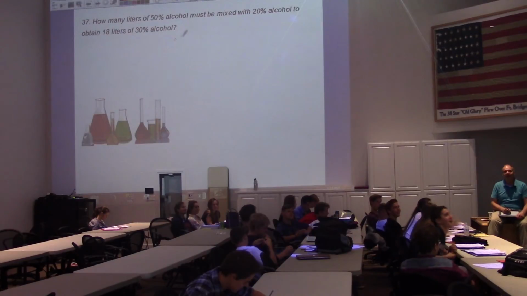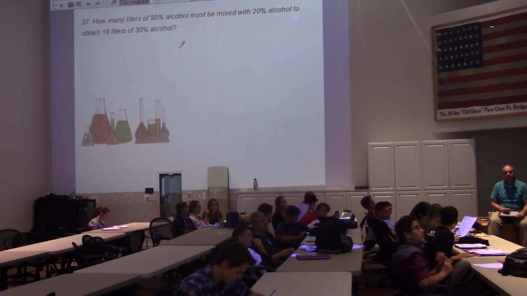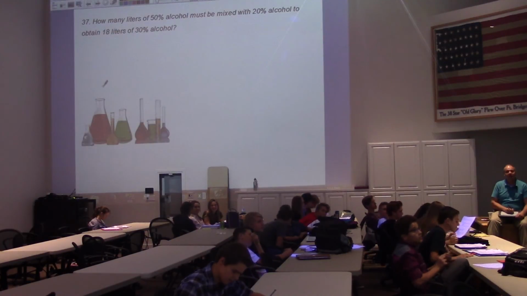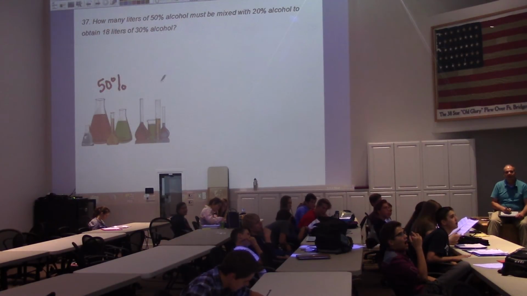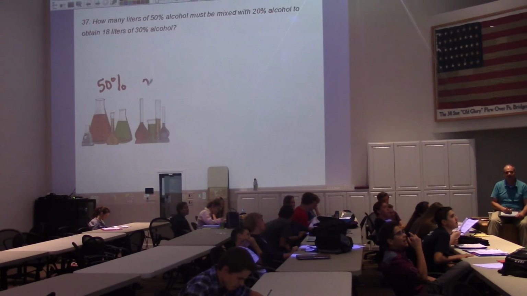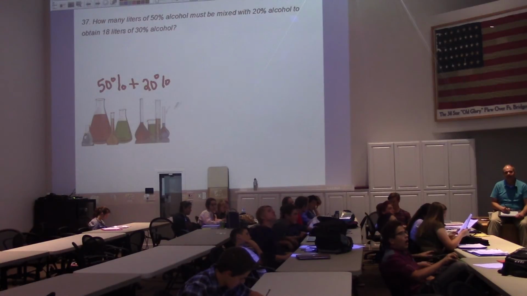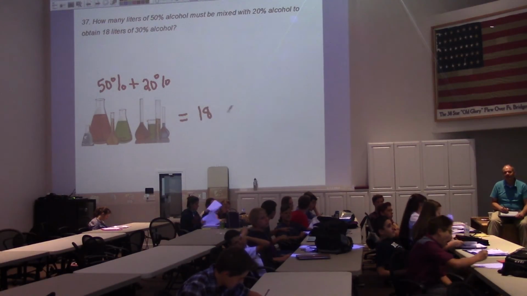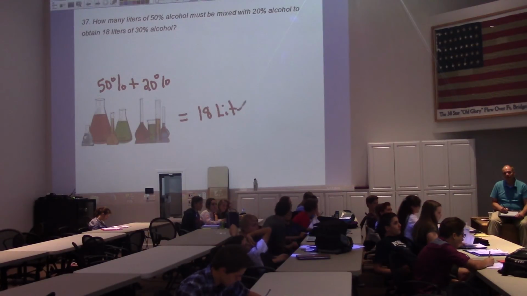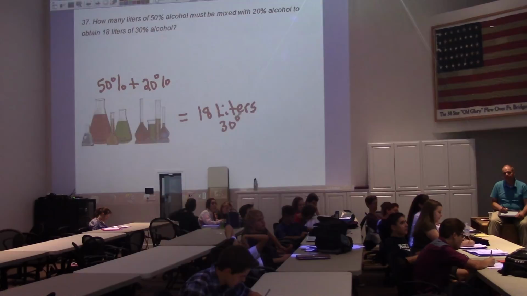Okay, ready to mix some alcohol together? Okay, here we go. This drawing is our 50% alcohol, and this drawing here is my 20% alcohol. We're going to mix these up and make a big mess. I want to get out of this mess 18 liters, and I want the purity to be 30%. Oh, that's a percent sign.